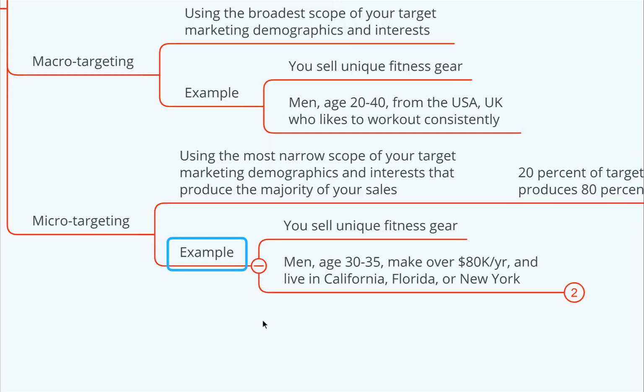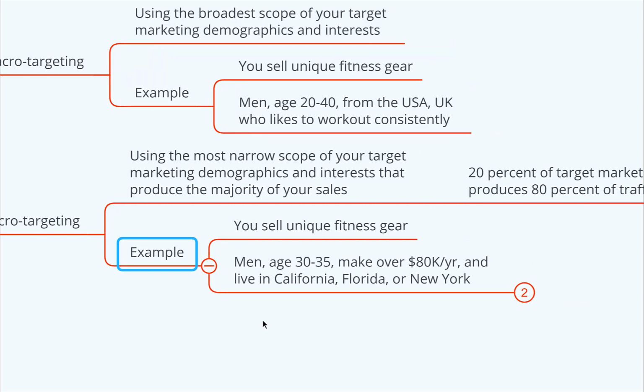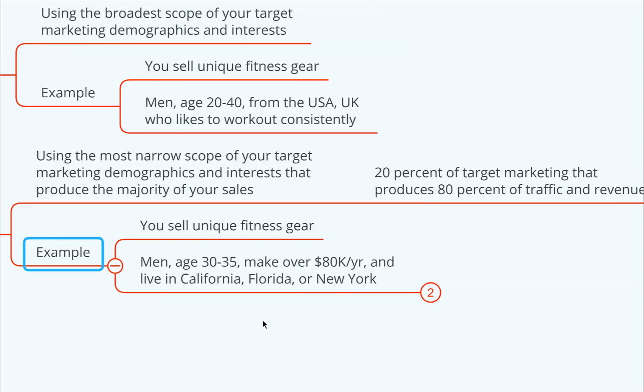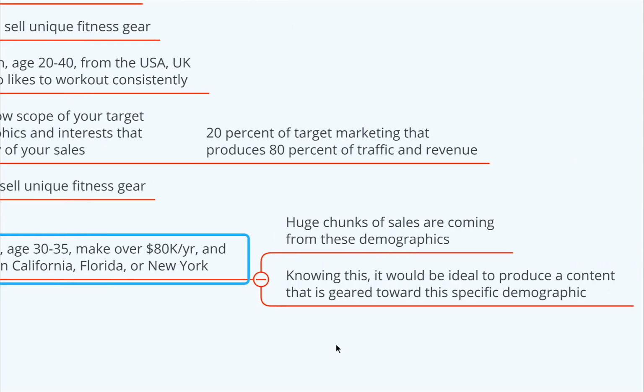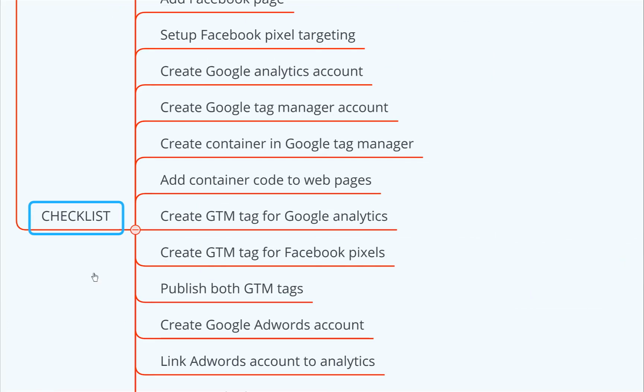For example, when you are also selling the unique fitness gear, rather than targeting just men around the age of 20 to 40, you want to target men aged 30 to 35, which is narrower, and make over $80,000 per year, which is also narrow because of their socioeconomic status, at the same time living in California, Florida, and New York. This is important because huge chunks of sales are coming from these demographics. Knowing this, it would be ideal to produce content that is geared toward these specific demographics to maximize your conversion and click-through rates.